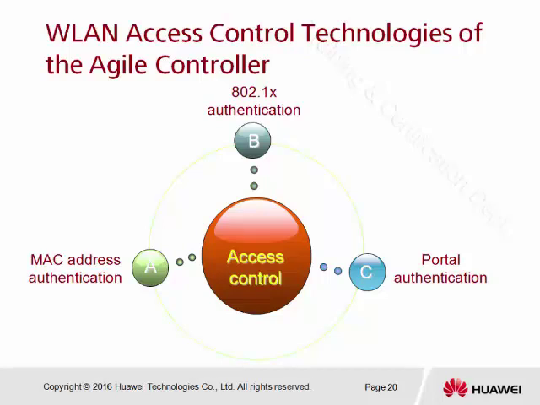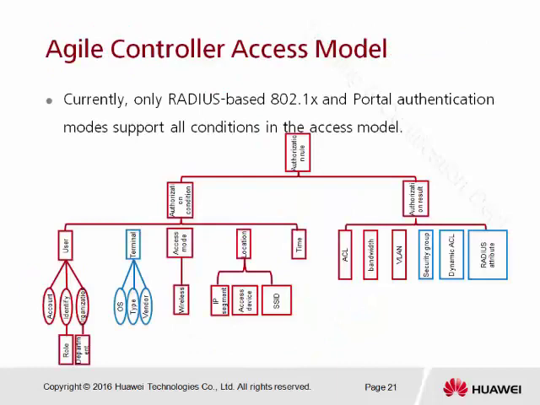And of course, the Agile controller also supports 802.1x authentication, port authentication, and also MAC authentication. And here is the access mode for the Agile controller. It carries only the RADIUS-based 802.1x, and the port authentication mode supports all conditions in the access model.